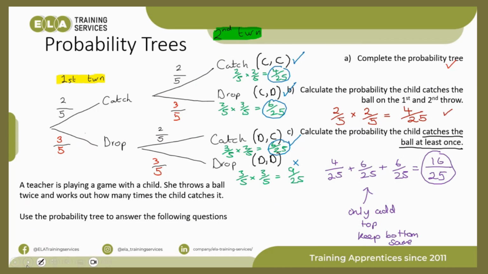So we have now covered expressing probabilities, fractions, decimals, and percentages, calculating probability on a scale, looking at probability tables and probability trees. So now all you need to do is complete the worksheet attached to this, send it to your assessor or tutor, and you've completed probability.